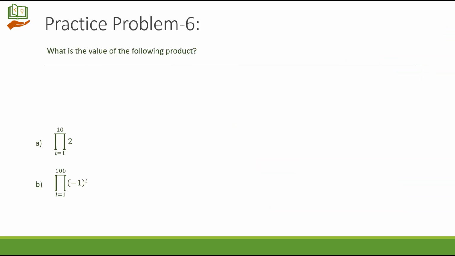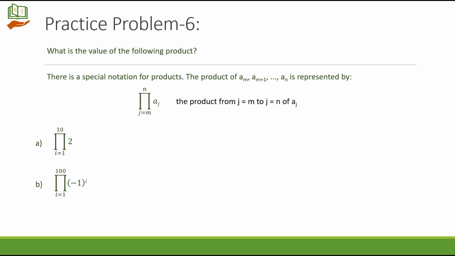Next problem and the final problem. What is the value of the following product? So far we have been adding everything, so I thought one problem can be done for product. There is a special notation for products. The product of A_M to A_N is represented by this big pi symbol, j equal to M to N of A_j. So instead of having plus everywhere, this will run with multiplication everywhere. So product means you have to multiply. Let's take two problems of this sort and solve them.